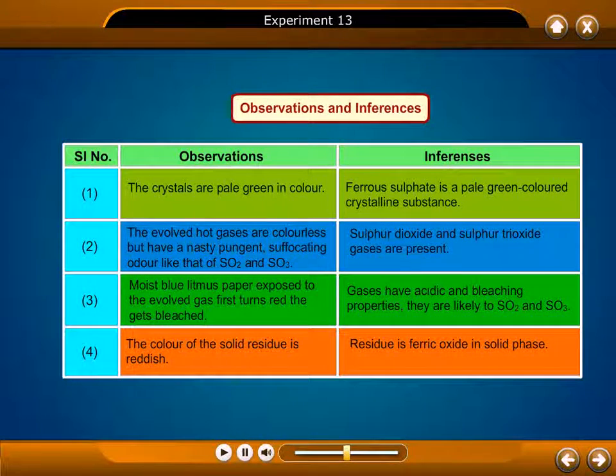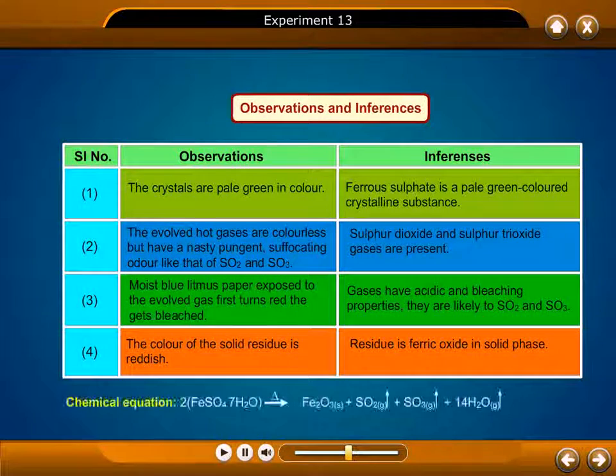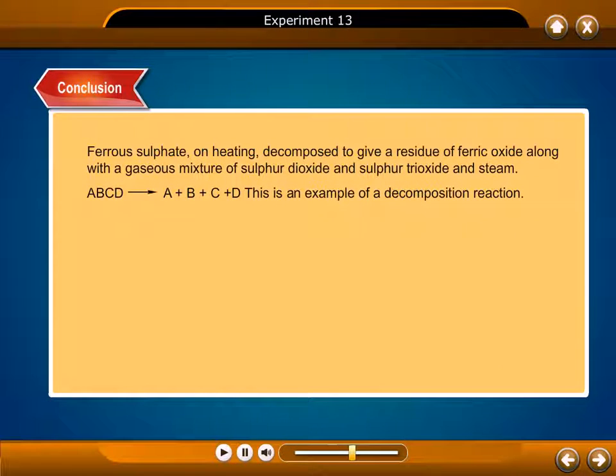Observation: the color of the solid residue is reddish. Inferences: residue is ferric oxide in solid phase. Chemical equation: 2FeSO4.7H2O gives Fe2O3(s) plus SO2(g) plus SO3(g) plus 14H2O(g). Conclusion: ferrous sulfate, on heating, decomposes to give a residue of ferric oxide along with a gaseous mixture of sulfur dioxide and sulfur trioxide and steam.